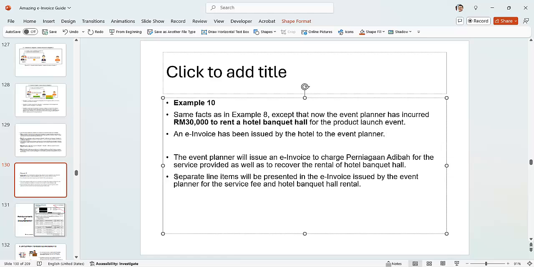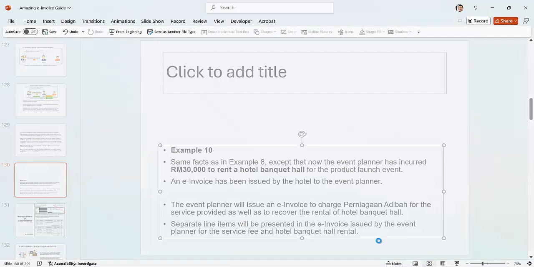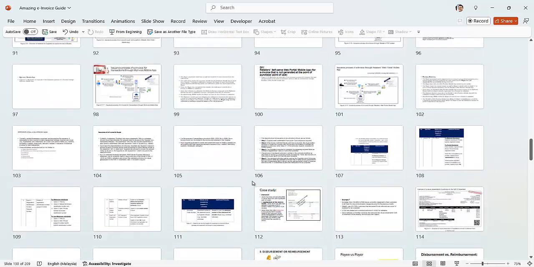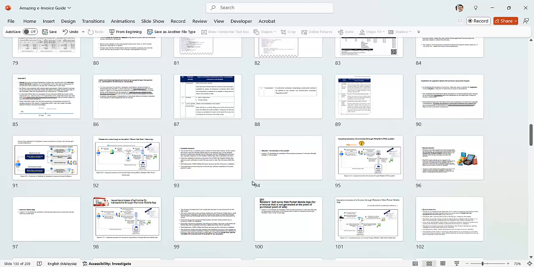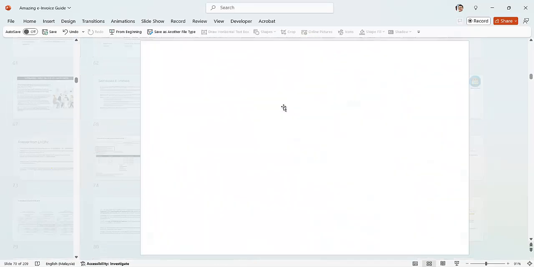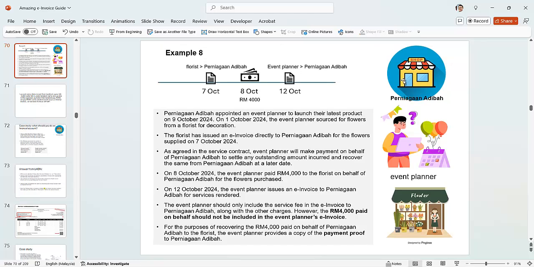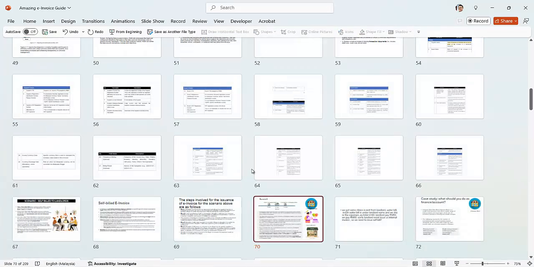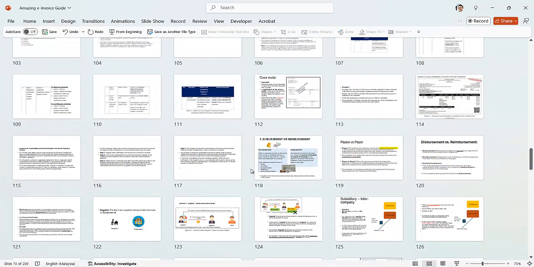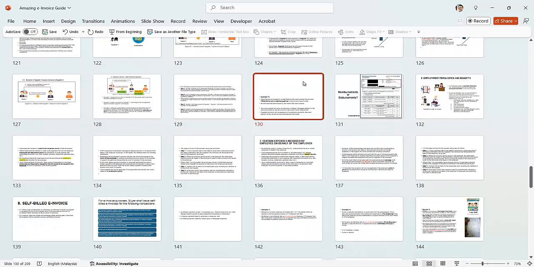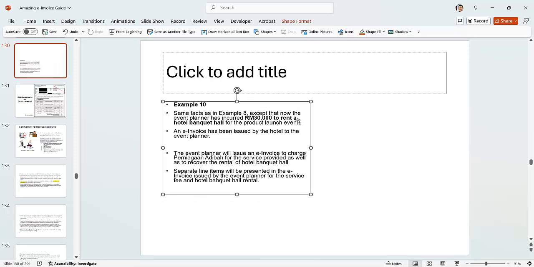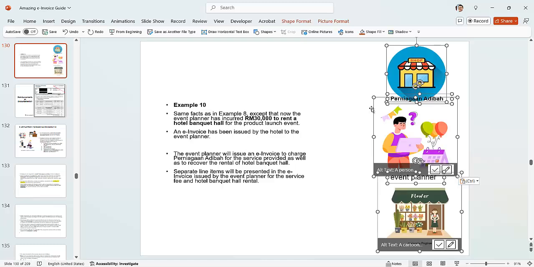So in this case, I think later we come across this again one more time, right? But where is the Perniagaan Adiba? I think I have a very good example there much earlier. Where is Perniagaan Adiba? Ah, there we go. So this is the Perniagaan Adiba. Let's just look here. Okay, let's go back here. I'll just leave it here.